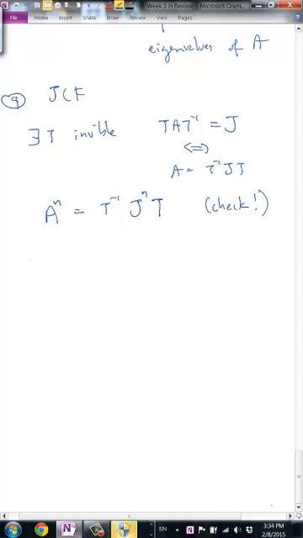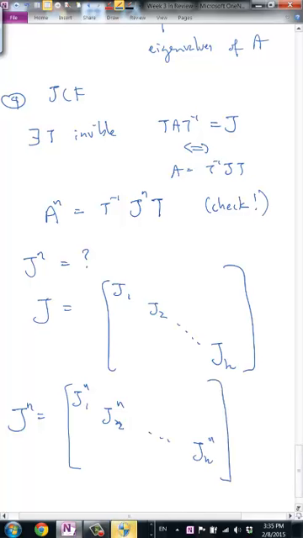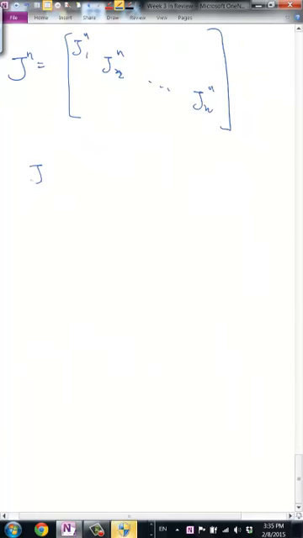So now all we need to do is understand what is J to the n. Well, J, again, is block diagonal, J1, J2, all the way down to JK. And you can check, in fact, we've done this in class, that J to the n is equal to J1 to the n, J2 to the n, all the way down to JK to the n. So therefore, all we really need to understand is what is Ji to the n. If Ji is a 1-by-1 matrix, that means that Ji is just equal to lambda i. So then, of course, Ji to the n is equal to lambda i to the n.